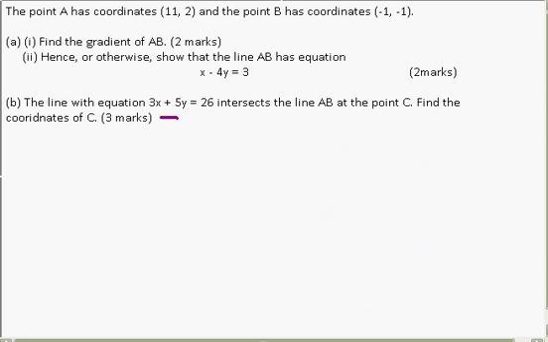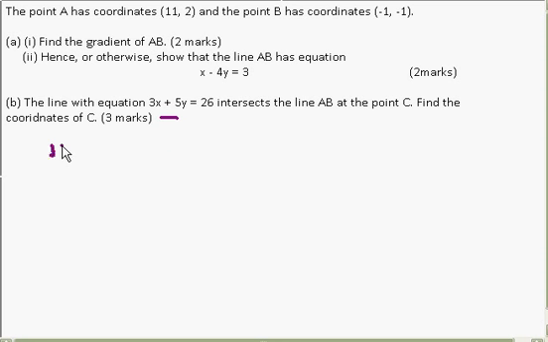Okay, the final part of this first question is that we're given that a line with equation 3x plus 5y equals 26 intersects the line AB at the point C. Find the coordinates of C. Now notice how you've already been given the line AB, and this second equation. That's all the information you need to tackle this question. So in effect, you hadn't needed to be able to do the past 2 parts of this question in order to do the third. So that's just a bit of exam knowledge that you need to be aware of, that just because you can't do the first part does not necessarily mean that you can't do the second.